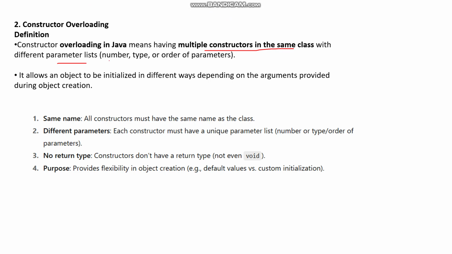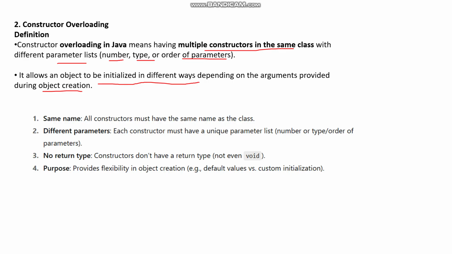Different is where the number is changed, the type is changed, or the order of parameters is changed. It allows an object to be initialized in different ways. It means we are creating the object in different ways based on the arguments provided during object creation. See these points here.